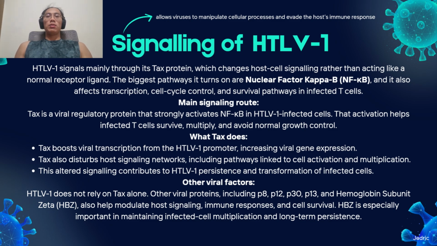Besides Tax, other viral proteins such as P8, P12, P30, P13, and HBC also help the virus persist in the body by affecting immune responses and cell survival. Overall, these signaling changes allow HTLV1 to manipulate the host cell and maintain long-term infection.